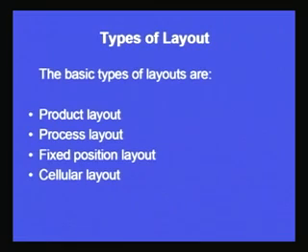So the types of layout can be seen on your screen. The basic types of layouts are the product layout, process layout, fixed position layout, and the cellular layout. So these are four different types of layouts which are used in industry. And now one by one we will see what is a product layout, what is a process layout, what is a fixed position layout, and what is a cellular layout.